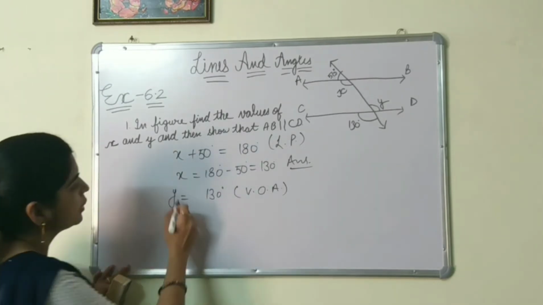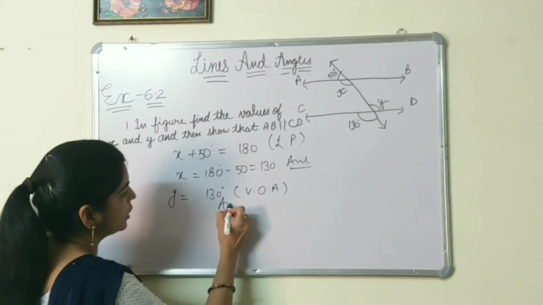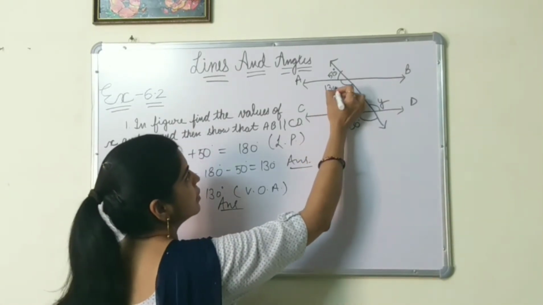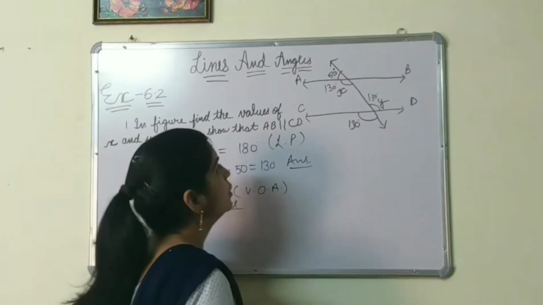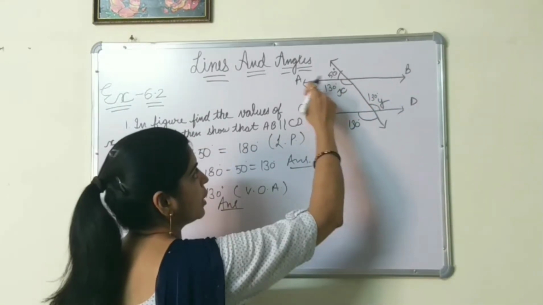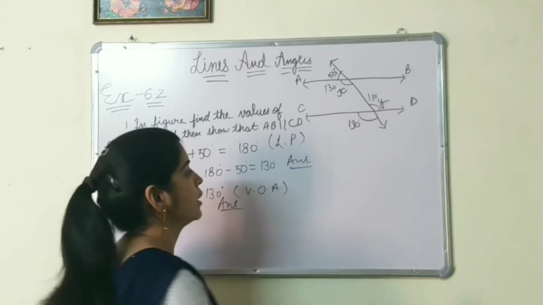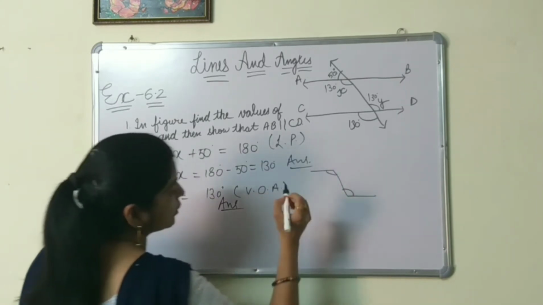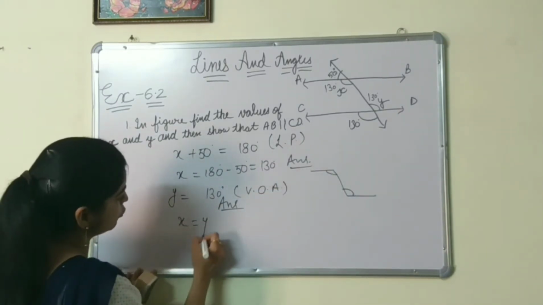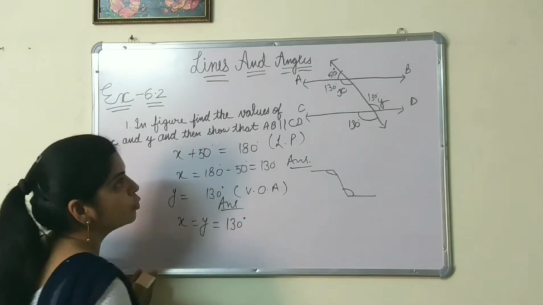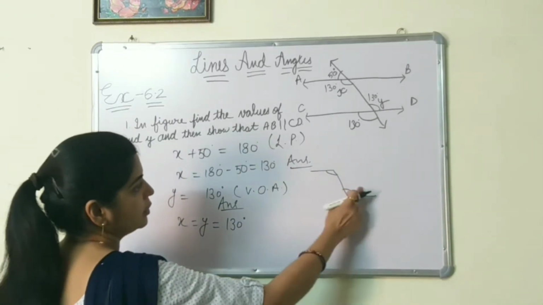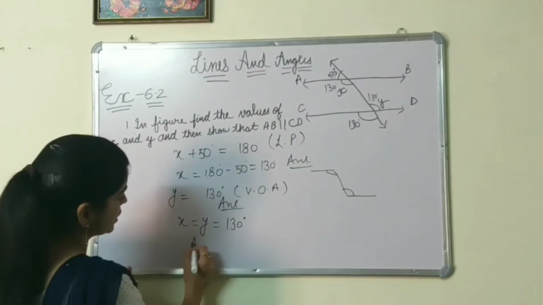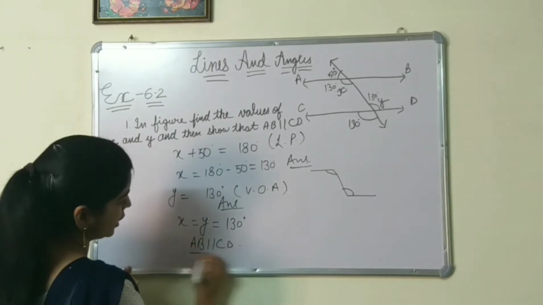So we have found the values of x and y. They both are 130 degree. And now in this figure we can see that x and y, they both are making the shape of reverse Z, this type of shape, and their values are equal. X equals y equals 130 degree. So we can say that these both are alternate angles and AB is parallel to CD. Hence proved.